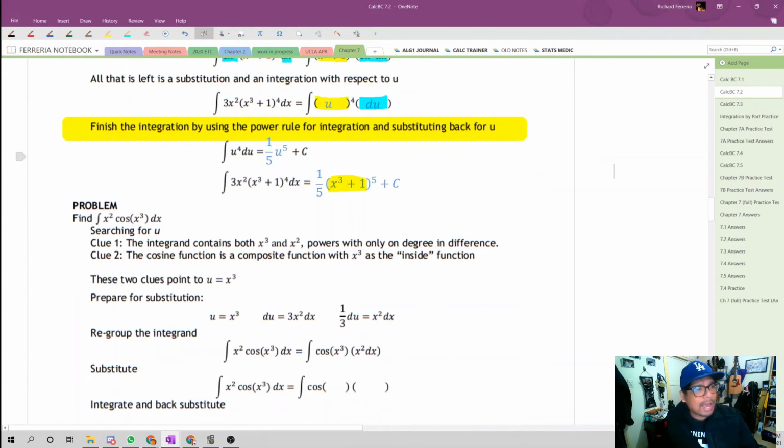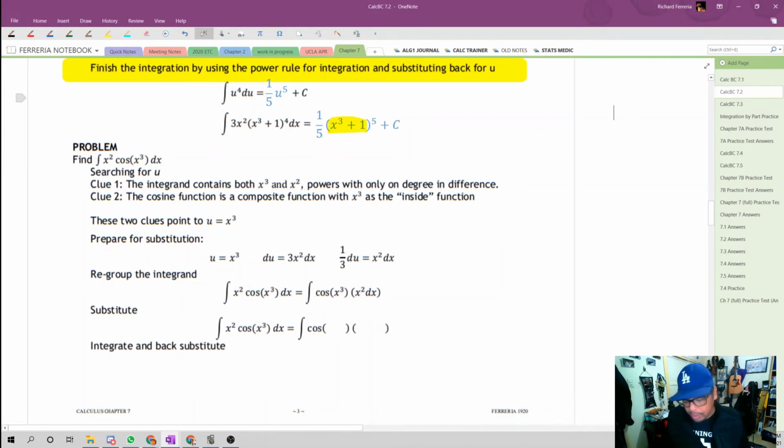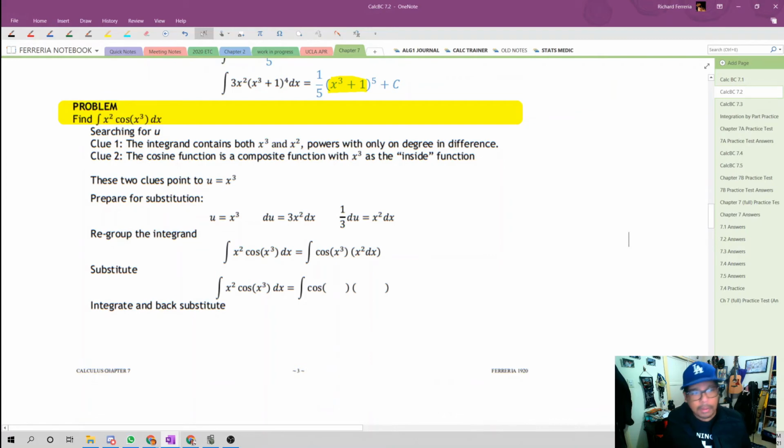So let's take a look at this next problem, and we're going to see how do we make wise choices for u so that our integral becomes easier. So clue number 1, the integrand contains both x cubed and x squared power, and there's only a difference of 1 degree in those two polynomials.